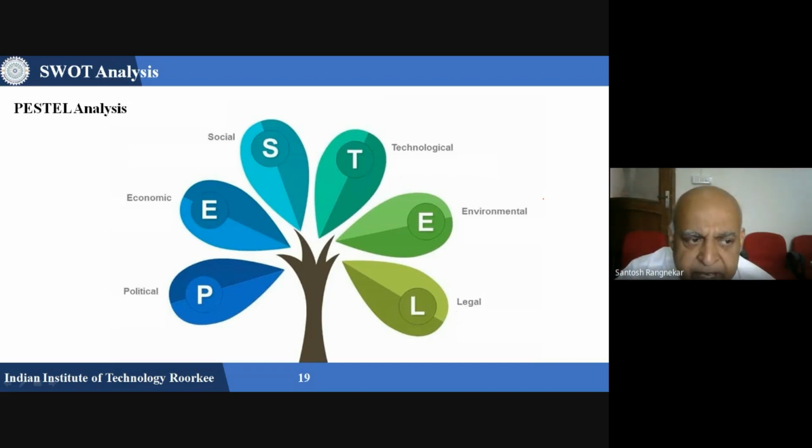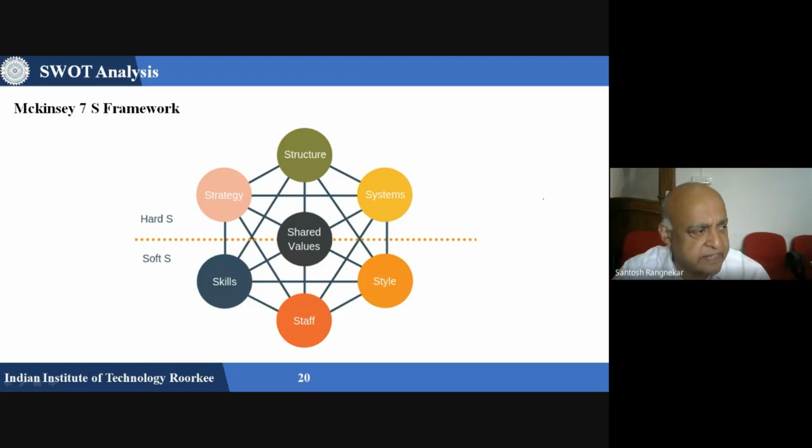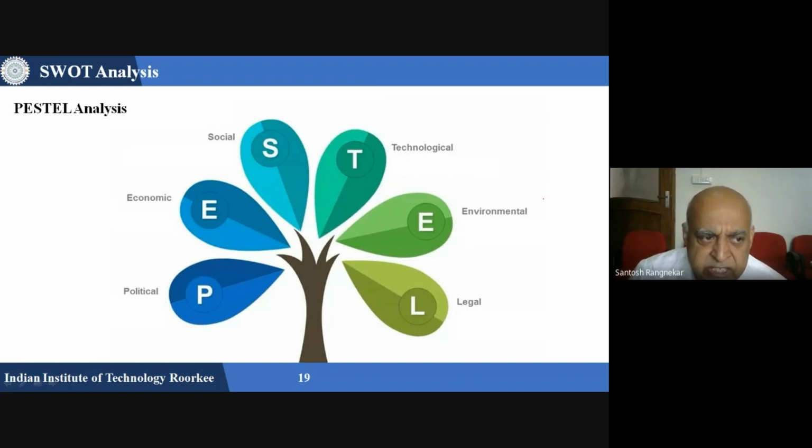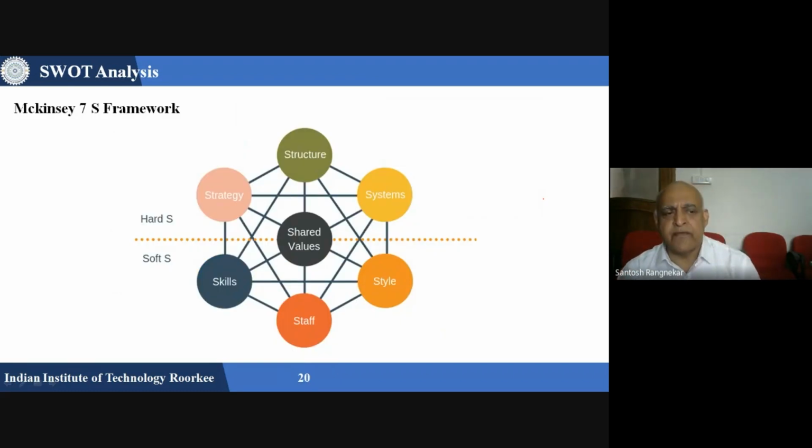Now we will go to another method. We can take examples one by one, and later I will do this type of analysis for the transmission industries, so you will find all these methods applied. The McKinsey 7S framework talks about skills, staff, and style, which are called soft skills. Out of the 7S suggested by McKinsey for the SWOT, there are shared values, then skills, staff, and style as soft elements, and strategy, structure, and systems, which are called hard elements.